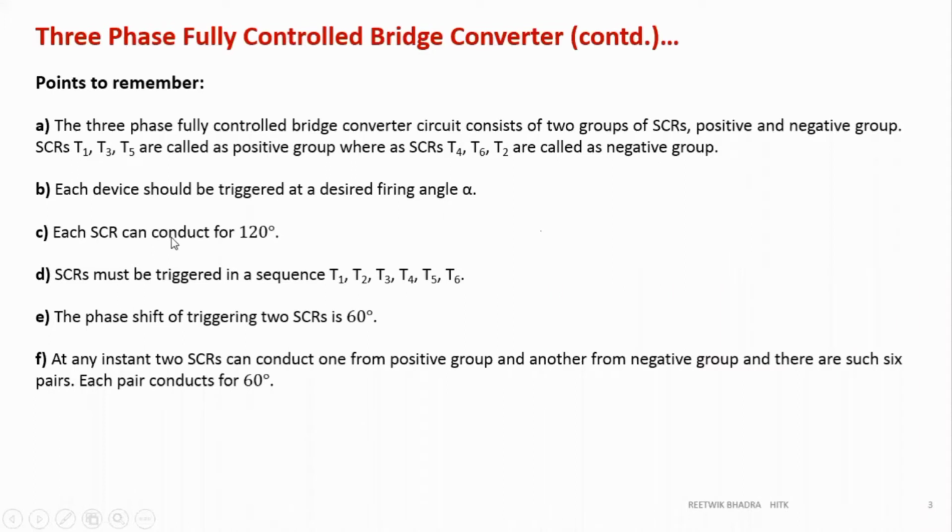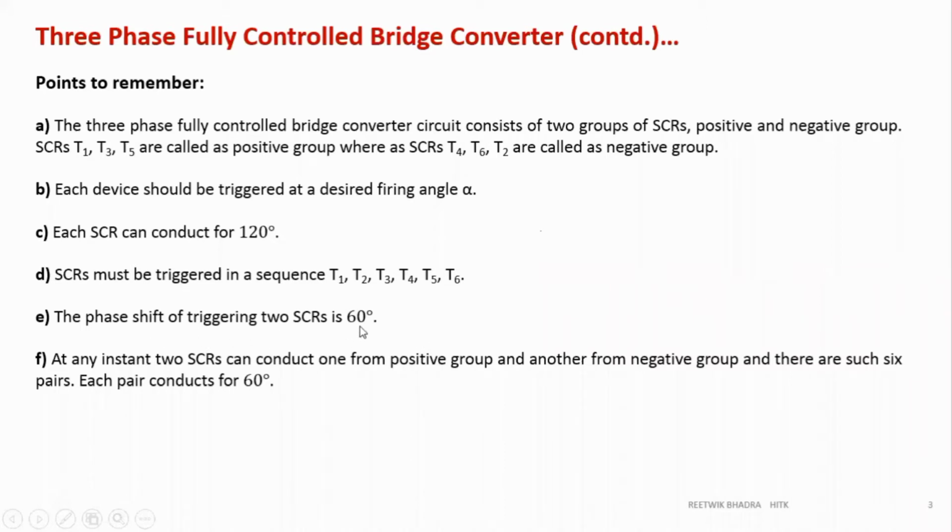How should it be triggered? Again the same thing. It should be triggered in the sequence 1 to 6. So numbering is very essential. If you misplace the numbers in the diagram, then you perhaps can't explain the operation in a better way. You should number each switch in the exact way, otherwise you will forget everything. So it should be triggered in the sequence 1, 2, 3, 4, 5, 6.